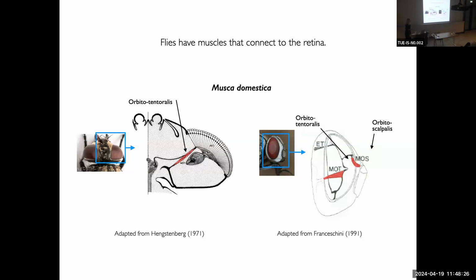But then, interestingly, in Drosophila, no one really followed up on that. And so it was unclear whether Drosophila has those muscles, and if so, how they would use them.